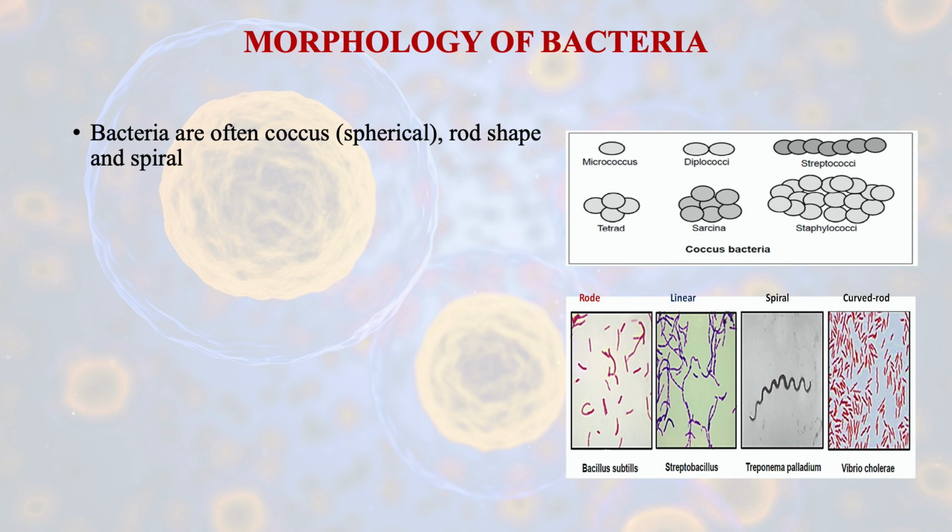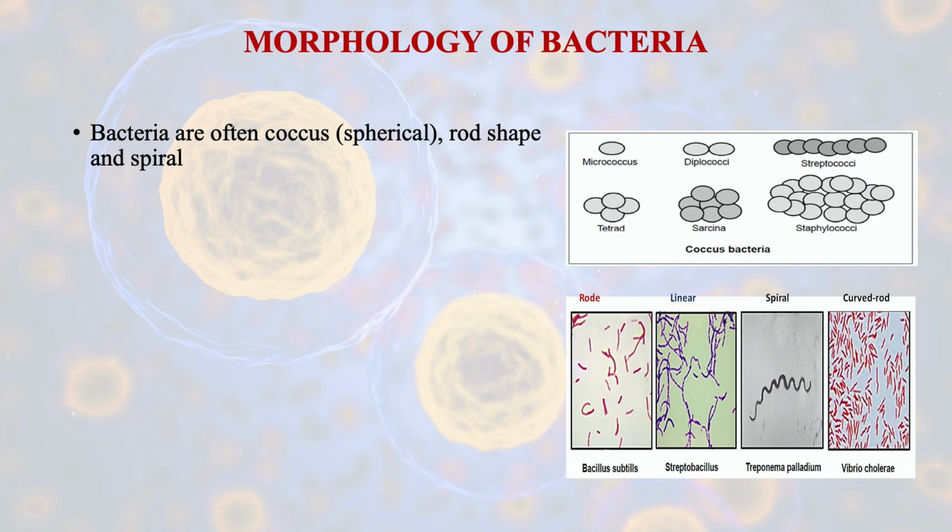Here this is a rod shape bacteria. Bacillus subtilis has the rod shape, and Streptobacilli has a linear structure, and they can also be present in spiral form, and some bacteria are present as a curved rod. Look at the figure of bacteria. Some bacteria are purple, some are violet, and some have a pink color.